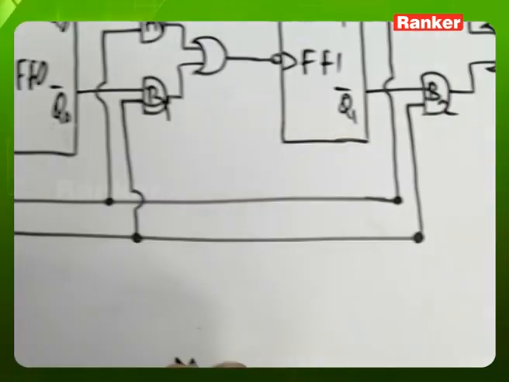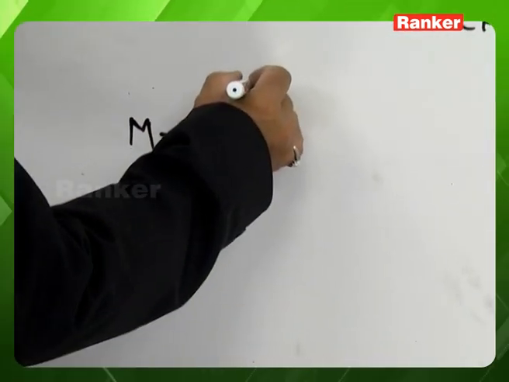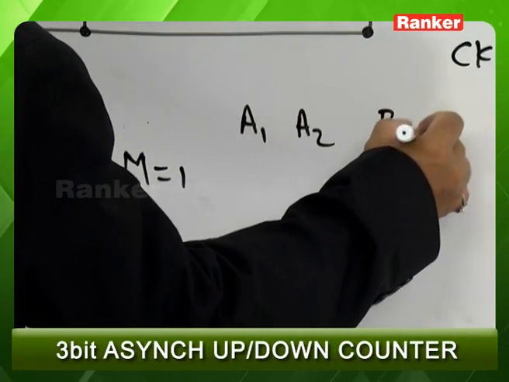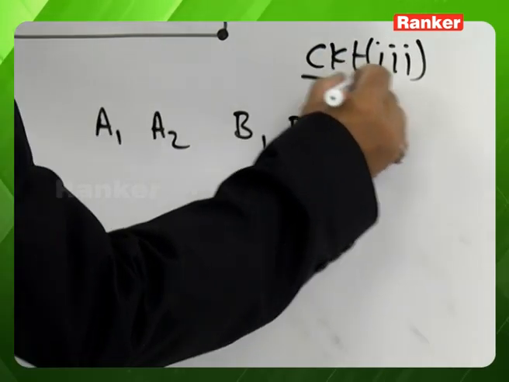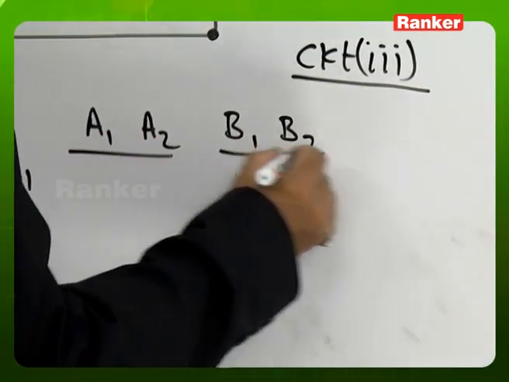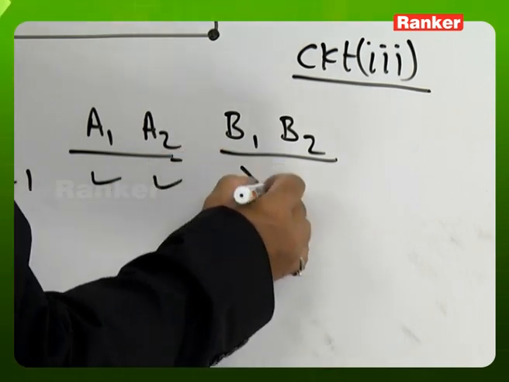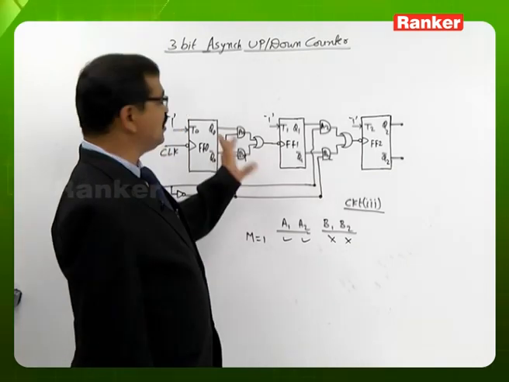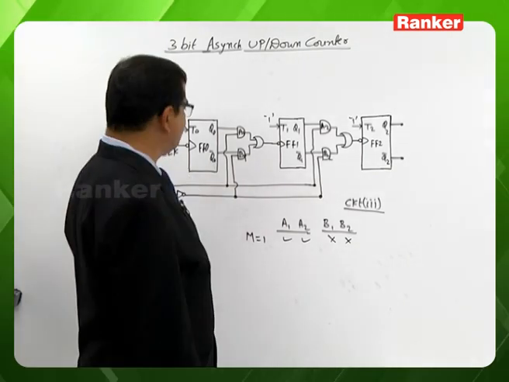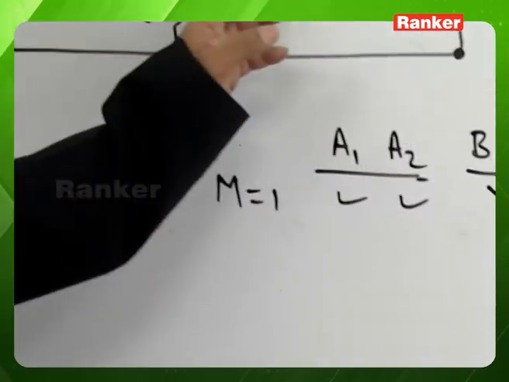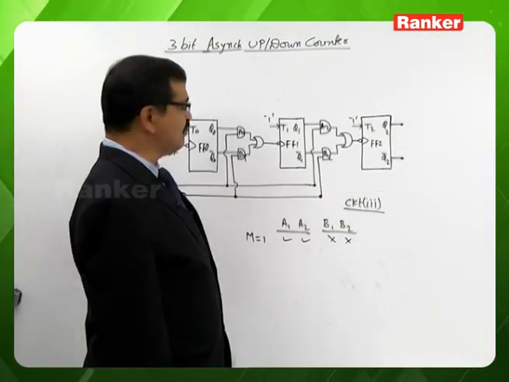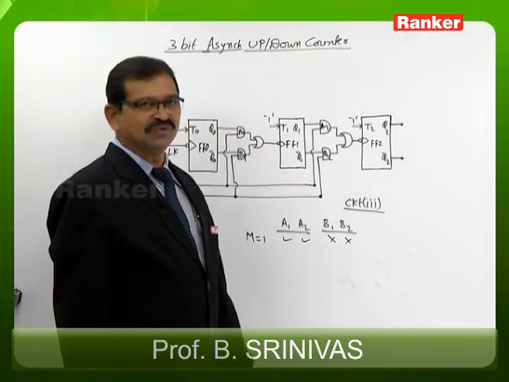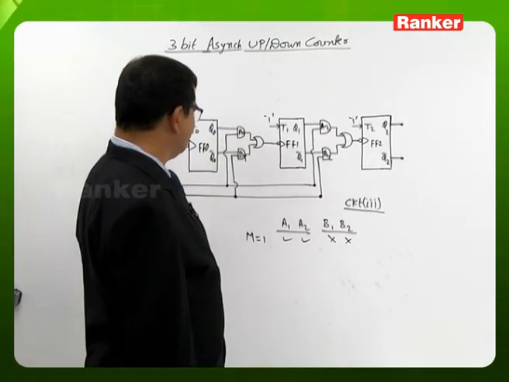Whenever M is 1, if you look at the status of AND gates A1, A2 and B1, B2, the A1, A2 gates are enabled and the B1, B2 gates are disabled, because M complement is the input to B1, B2. Whenever M is 1, M complement is 0. One input to B1, B2 is 0, so the B1, B2 gates are disabled. And one input of A1, A2 is 1, so the A1, A2 gates are enabled.